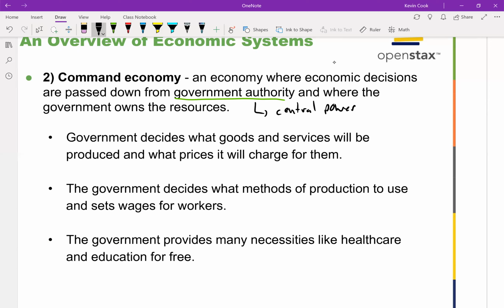And the government or that central power owns the resources. So the economic decisions that we have are what goods to produce, how to produce those goods, and what price to charge for the goods. So when I throw in government, and that's what this is saying, government decides what's produced, what prices we charge, and they decide the methods of production and the wages. So these two are kind of our potential negatives in that we give up our freedom.